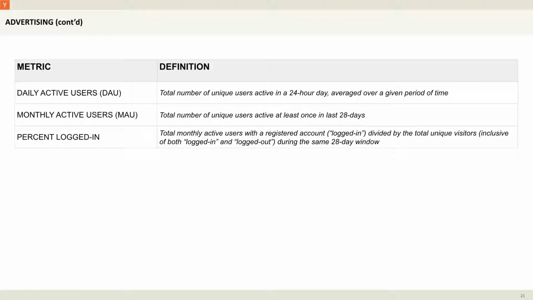Daily active, monthly active, percent logged in. So who are the users who use your app daily? Monthly active, who use it monthly? And then percent logged in is actively logged in using a username and password.